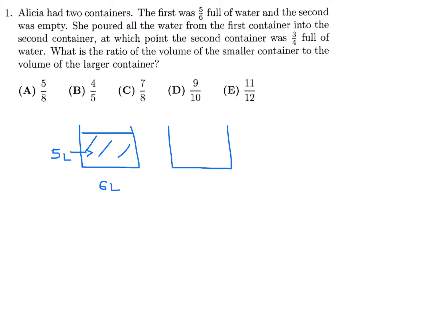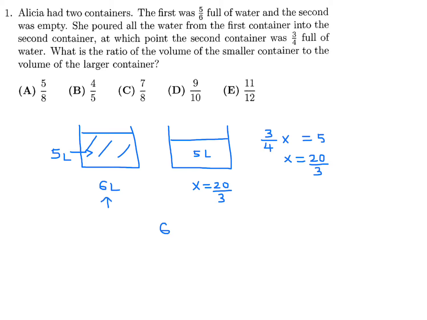Then you put that 5 liters of water into here, and when you do, it becomes 3/4 full of water. So 3/4 of X, which is the capacity of that container, is 5. So X is 20/3. So now we're basically asked to find the ratio of those two numbers. So 20/3 is a little bit more than 6, so that means this is the smaller one.